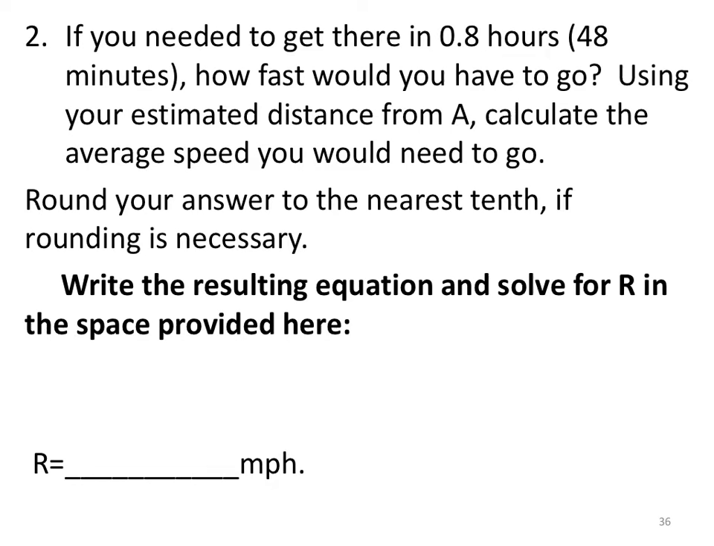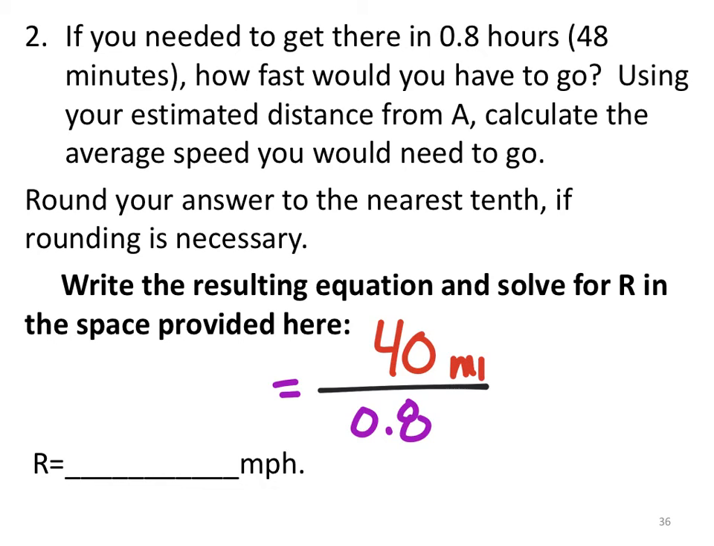If you needed to get there in 0.8 hours, that's 48 minutes, how fast would you have to go using your estimated distance from A? Calculate the average speed you'd need to go. Well, I do remember that I'm 40 miles out from the campus, and I'm going to divide it now by the amount of time it wants me to take, which is 0.8. So when I calculate this, we should know that it's miles per hour. Typing in the calculator, 40 divided by 0.8 equals 50. That's right on the money for me.